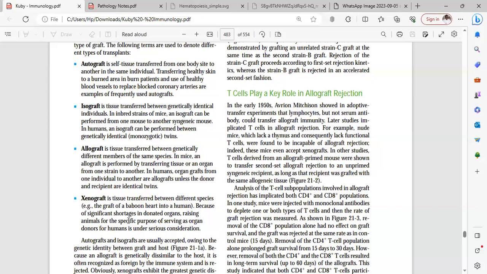So here you can see a graft of a baboon heart into a human. From one species to another species is a xenograft. So we have autograft, isografts, allograft, and xenograft. I'll give you like 30 seconds just to internalize that.